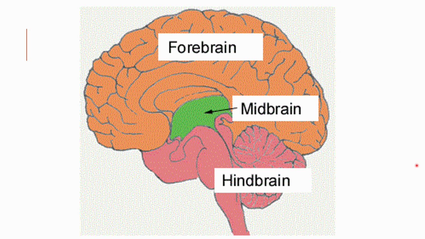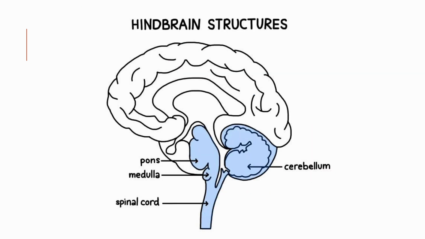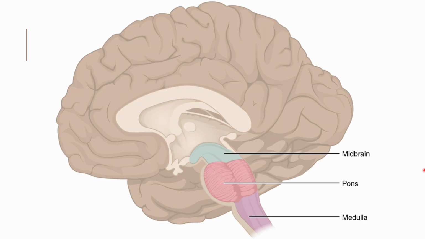The midbrain is a relatively short and narrow region connecting the forebrain and the hindbrain. The hindbrain consists of the pons and the cerebellum together with the medulla. The midbrain, pons, and medulla together form a connection between the forebrain and the spinal cord and are referred to as the brainstem.